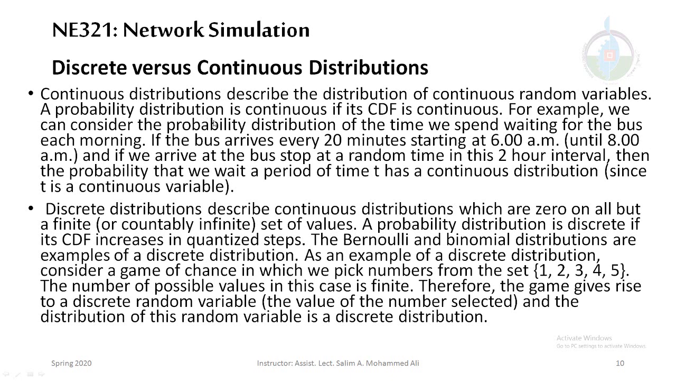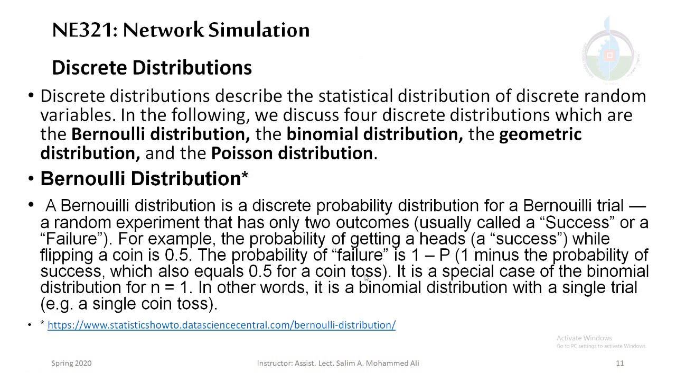This is the main difference between discrete and continuous distributions, not random variables. We discussed random variables previously. Now we are discussing distributions. It's the same definition. We have an indefinite number of values here, while in the discrete case we have a set of finite numbers.